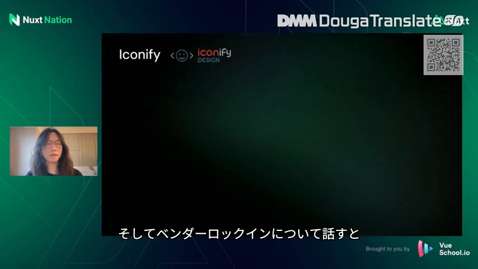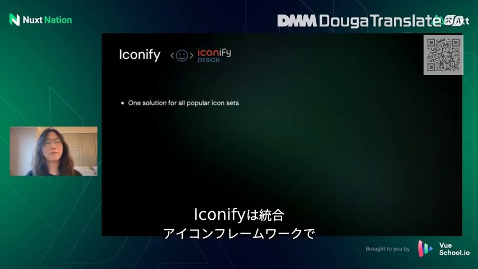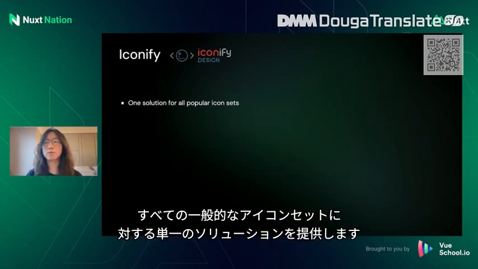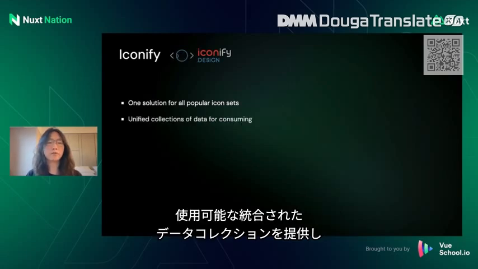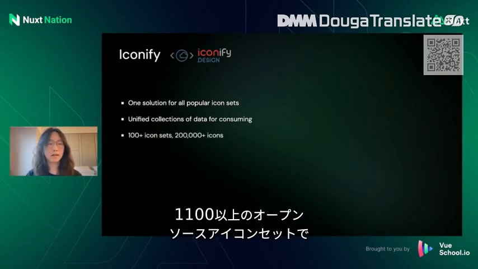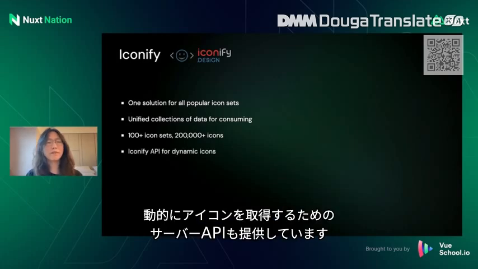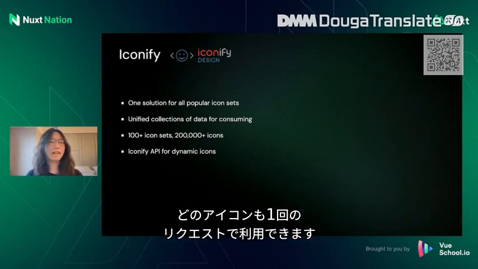And talking about vendor locking, I'd like to bring up this open source project called Iconify. Iconify is a unified icon framework that provides a single solution for all popular icon sets. It offers a unified collection of data for consuming, and it supports over 100 open source icon sets with more than 200,000 icons. They even provide a server API for you to fetch icons dynamically. Any icon is just one request away.